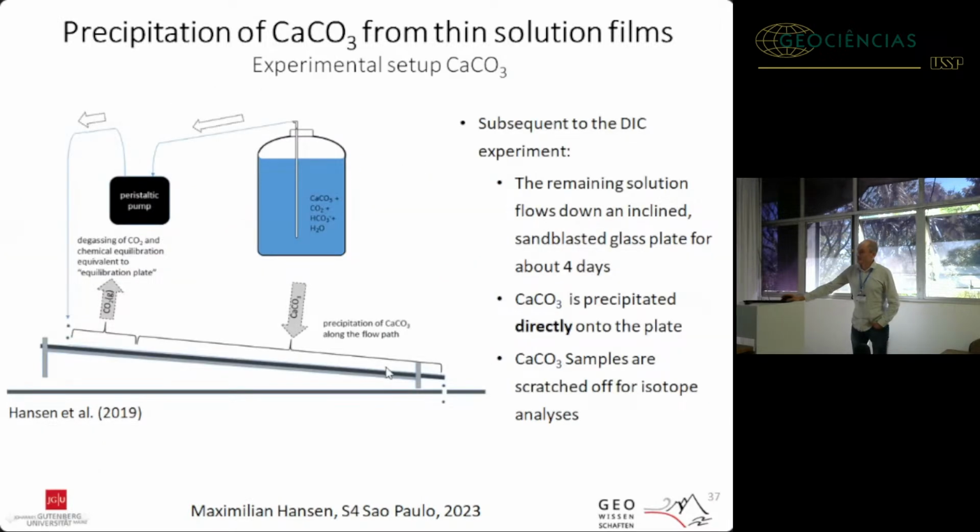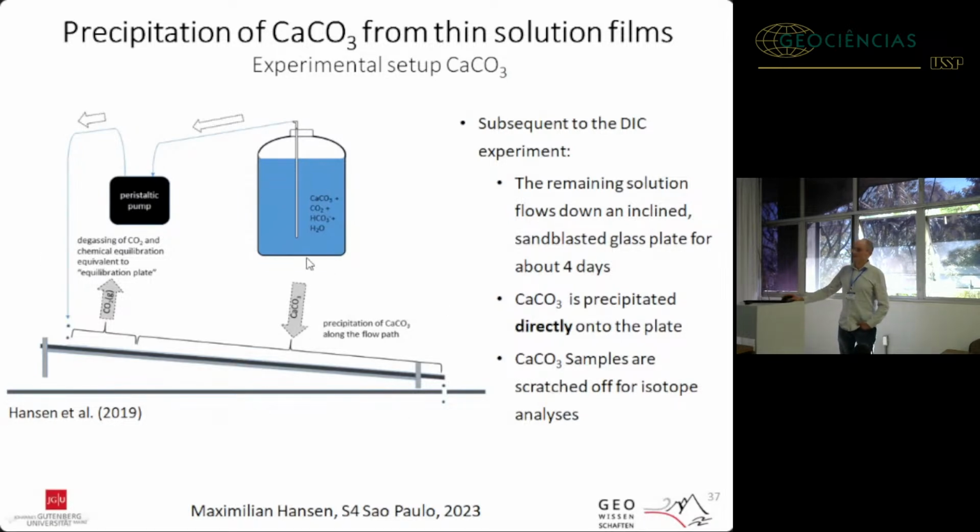Okay, and in the second step, we slightly changed the experimental system, so we replaced the marble plate by a centralized glass plate. This is because we wanted to investigate what is going on in the precipitated calcium on top of a surface, but it's hard to scratch off calcium carbonate from a carbonate surface, and we would kind of mess up samples, so this is the reason why we took a glass plate.